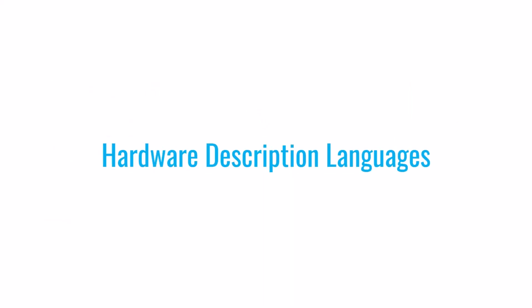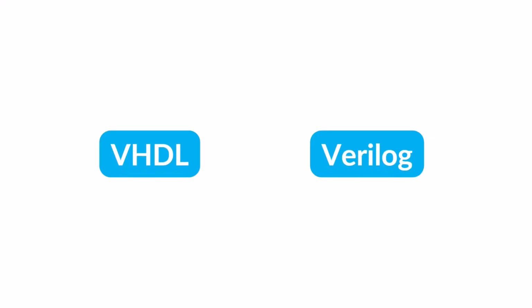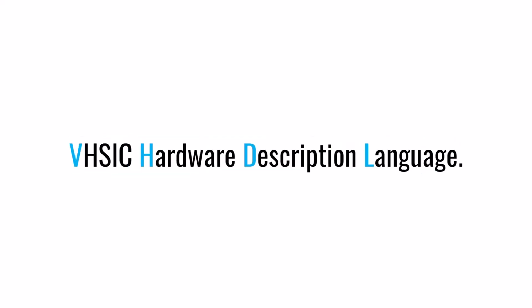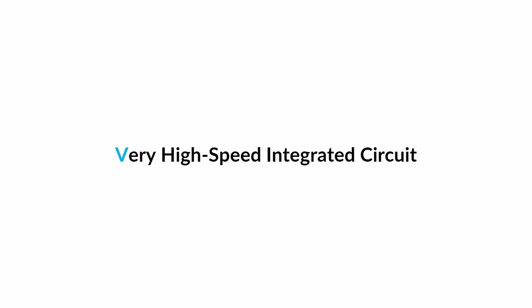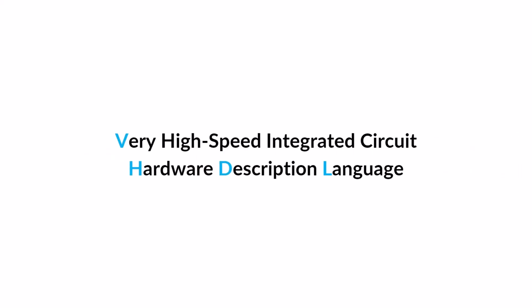Now, there are various hardware description languages out there, but the two most well-known and widely used ones are VHDL and Verilog. While these two languages may have differences in their appearance and syntax, both of them allow you to define any type of digital circuit. Let's delve a bit deeper into VHDL, which stands for VHSIC Hardware Description Language. The V in VHDL stands for Very High Speed Integrated Circuit. So VHDL stands for Very High Speed Integrated Circuit Hardware Description Language.